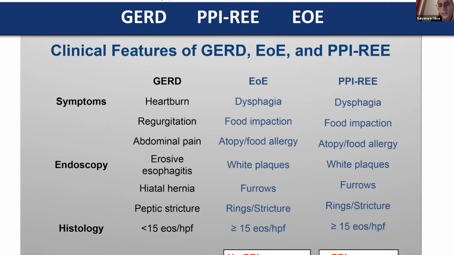And for this reason, the only difference that we found between EoE and PPI responsive esophageal eosinophilia was just the responsiveness to PPI therapy. So it doesn't matter how you call this disease, it's the same disease, just responding or not to PPI.